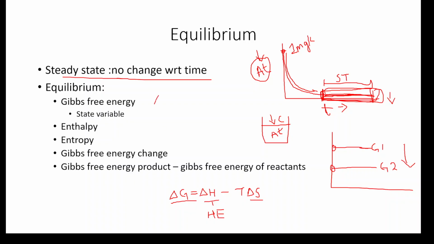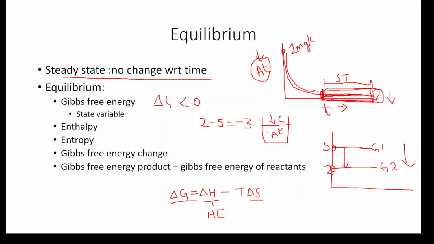So when delta G is less than 0, we say that the reaction is feasible. How is it feasible? Some compound is going from G1 to G2. If the Gibbs free energy of G1 was 5, and of G2 it's 2, then 2 minus 5 is what? Minus 3. So it is less than 0. So when Gibbs free energy is less than 0, reactions are feasible.